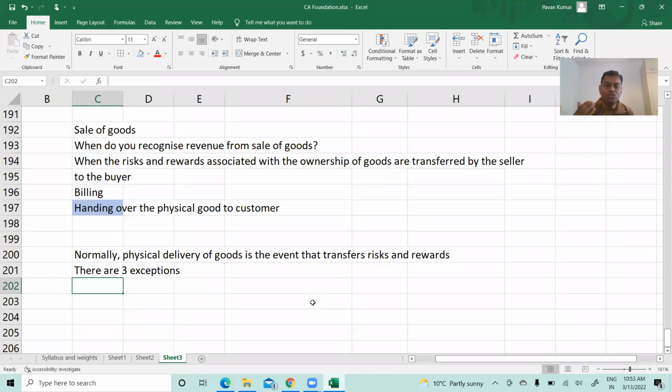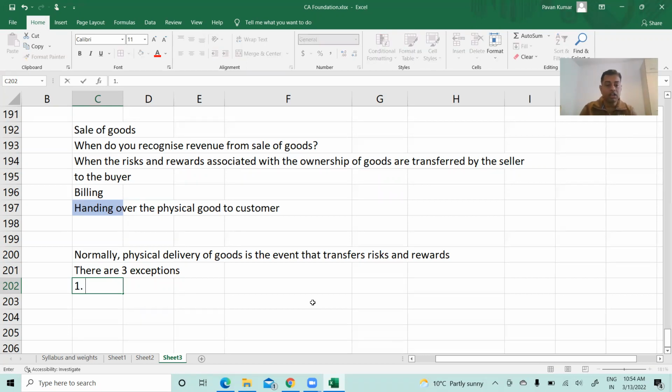Even if goods are sold on credit also, the moment physical delivery is done, pass the journal entry. Whether it is cash or credit will not make any difference. This accounting standard has not discussed anything about cash or credit. You transferred risks and rewards, pass the journal entry, that's all. Even if it is credit, what difference does it make? Cash or credit will never affect your accounting.